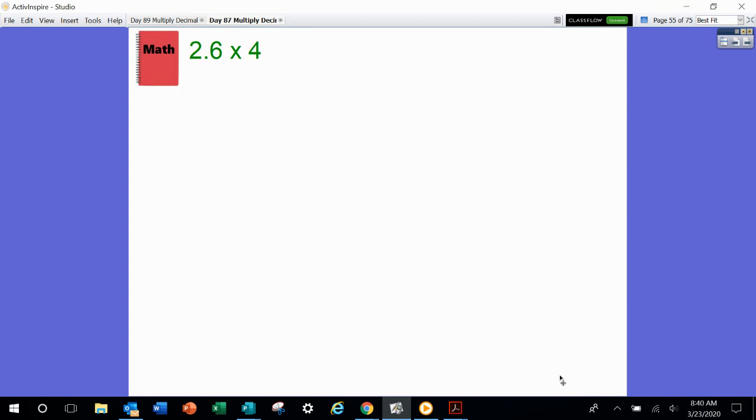Okay, let's see some more here. 2 and 6 tenths times 4. Let's go ahead and estimate. That 2 and 6 tenths, I'm going to estimate up to 3. 3 times 4 gives me 12.